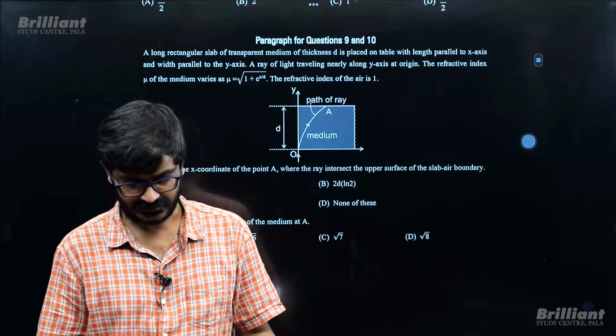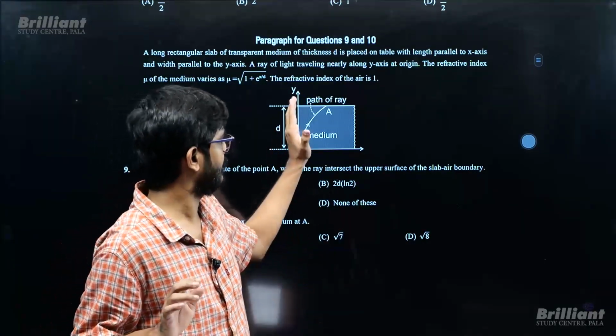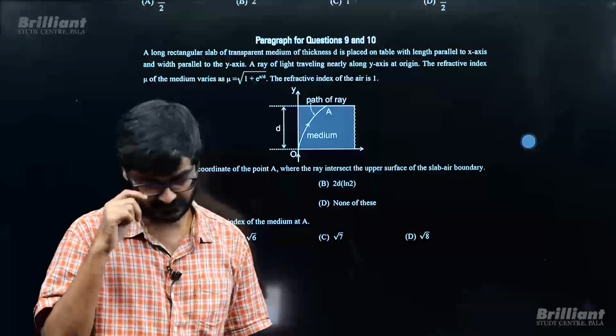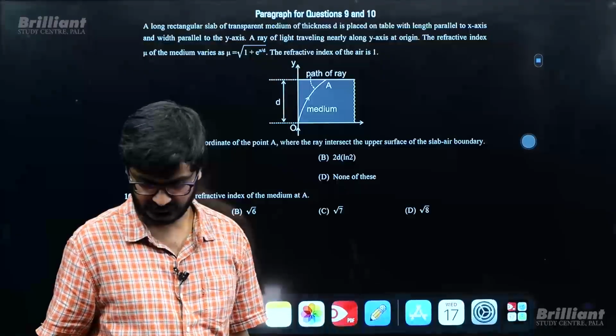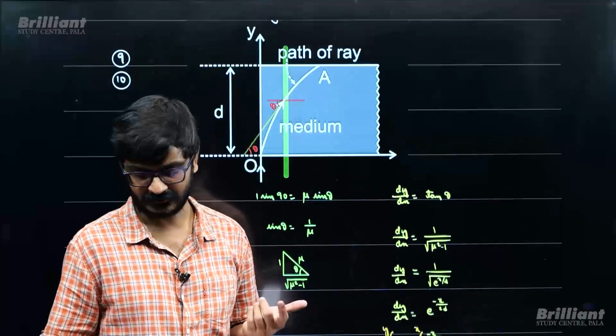In the next case, a long rectangular slab with variable refractive index. Refractive index is varying like this. I think this similar question has come already in one of your exams. So there is a regular algorithm to solve this question. We will be writing Snell's law and we will be writing the slope equation.